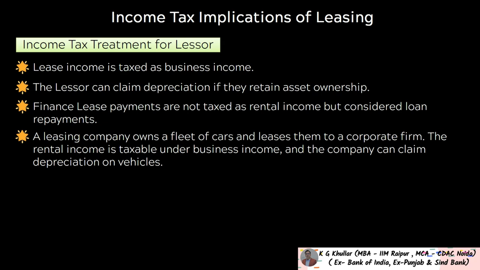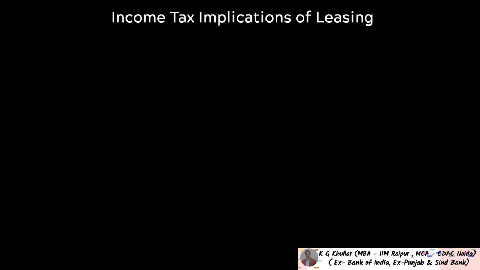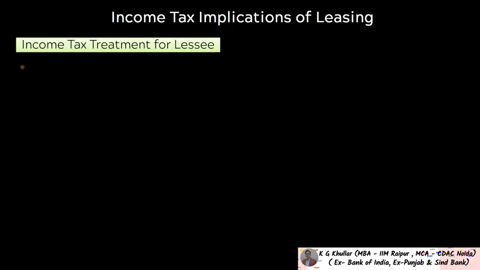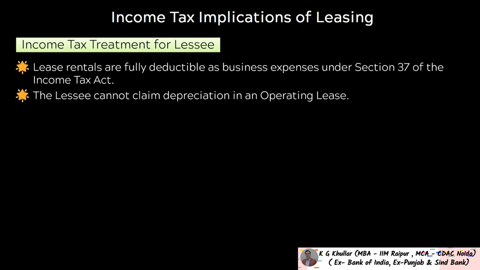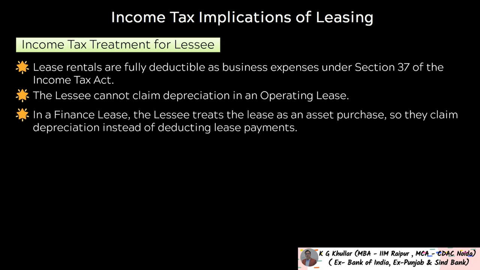Next, let's see the income tax treatment for lessee. Friends, lease rentals are fully deductible as business expenses under Section 37 of Income Tax Act. But the lessee cannot claim depreciation in an operating lease. And in a finance lease, the lessee treats the lease as an asset purchase, so they claim depreciation instead of deducting lease payments.